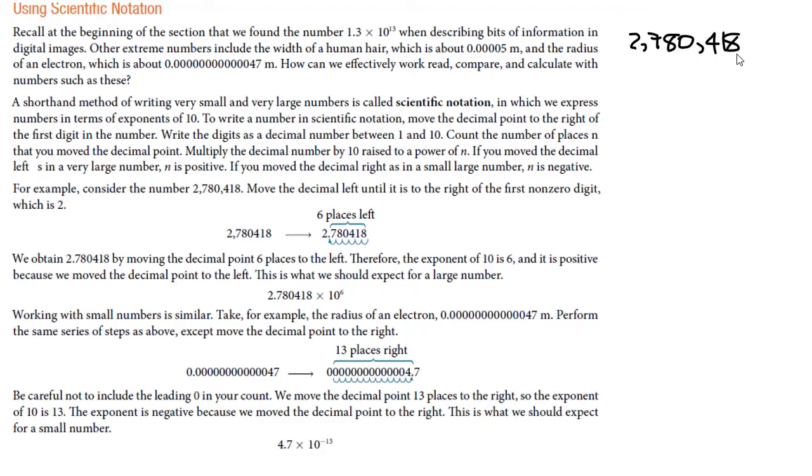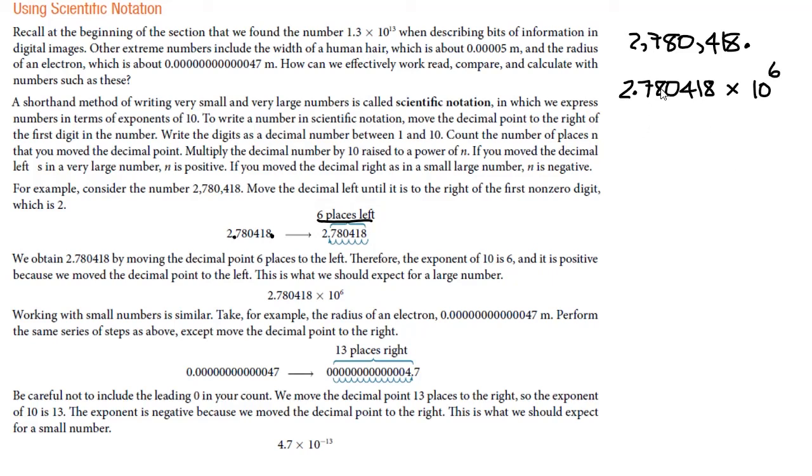2,780,418. So we're going to take the decimal place. Of course, the decimal place is here, and we're going to move the decimal place left till we get 2.780418, and we're going to multiply that by 10. Well, how many decimal places did we have to move it? We had to move it from here to here, so we moved it 6 decimal places. So this is 10 to the power 6.